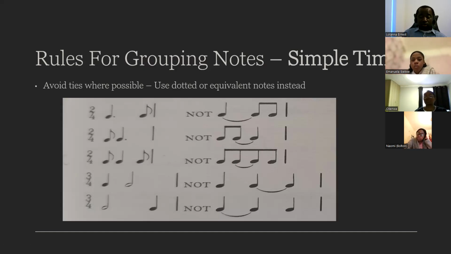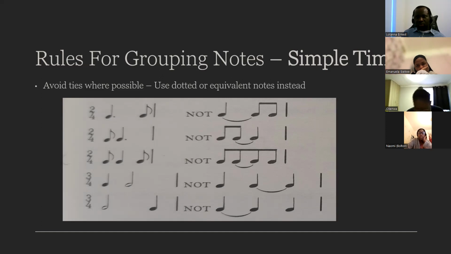Because of course, a tie is different from a slur. Hope we remember that. A tie joins two notes that are on the same pitch. So those two notes that you are joining, why don't you just make them one note? And if you need to add a dot, so for example, if you look at what you see on the slide there, the 2-4, instead of using a crotchet and then tying it to a quaver, why don't you just have a dotted crotchet? Which is the same thing as a crotchet and a quaver. So try to avoid ties.